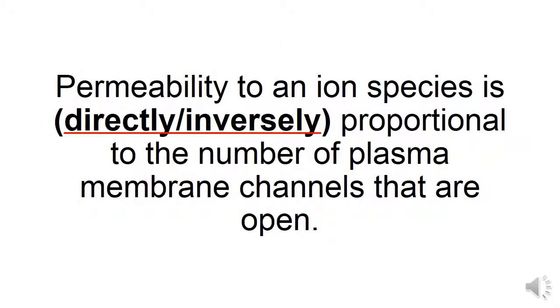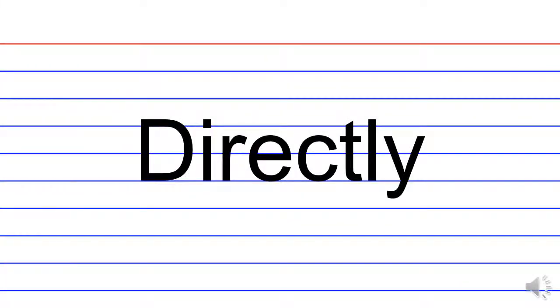All right, next, permeability to an ion species is directly or inversely proportional to the number of plasma membrane channels that are open. So is permeability to ions directly or inversely proportional to the amount of membrane channels open? And this one should be really easy to guess. That would be directly. So if a lot of them are open, permeability is going to increase. And if few channels are open, permeability decreases.